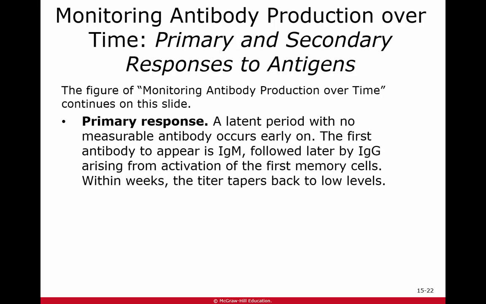So here we're going to look at levels of antibodies. In the primary response, what happens here is a latent period. There's no real antibody activity going on. The first antibody to appear is going to be IgM and then IgG. That appears when the first memory cells are activated. And then a few weeks later, the titer, or the concentration of the antibody in the blood, tapers back to low levels.